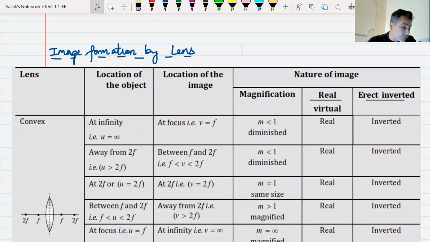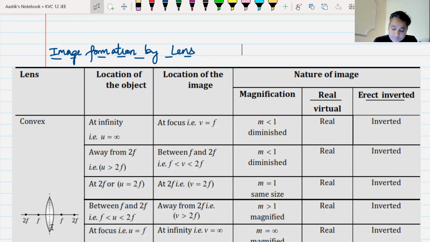Well done. And this is what happens in the case of a convex lens. Same scenario, same everything. So the first case, we have already seen it. Yes or no? The first case is when the object is at infinity.